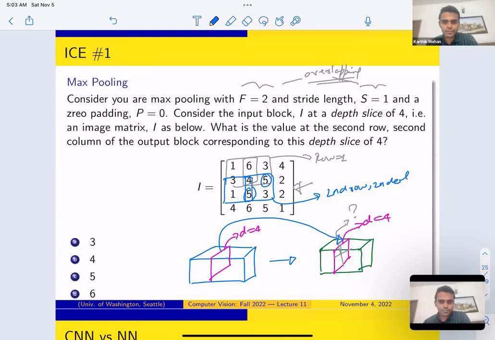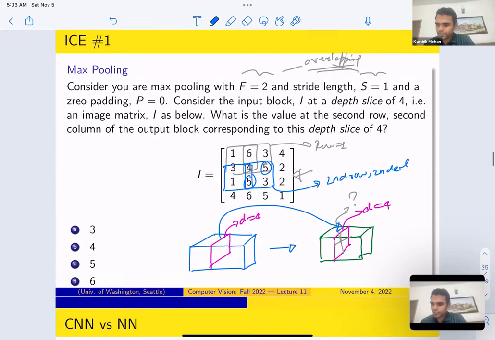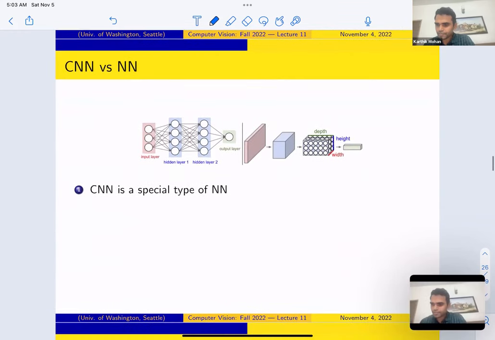Okay. So hopefully this clarifies the max pooling operation, because you may not even be looking at this when you are looking at the CNN model in PyTorch. It's all happening for you. You just say, okay, I need to use a max pool here, and it does it for you. But it's important to understand how exactly it's happening. Great. So we covered that.